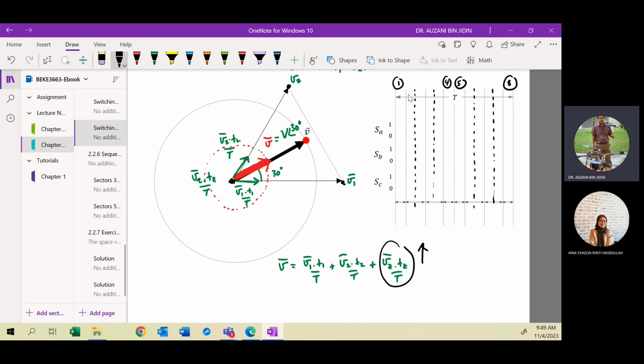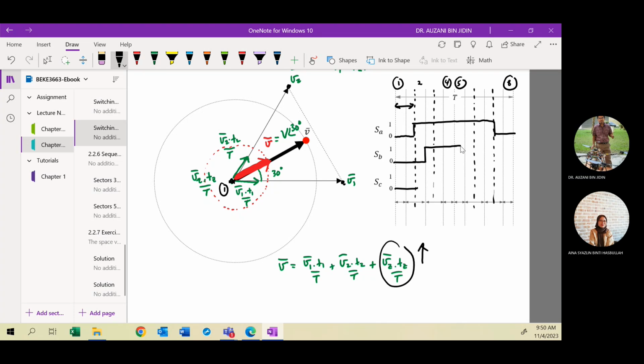Okay, so starting at the beginning, it must choose the zero vector, starting from the origin, right? V0. So V0, the state will be 0, 0, 0. This is interval number 1, so interval number 1 is here. Your interval will be wider and larger. Then this is interval number 2, so the state SA will be switched from 0 to 1. This one maintains, then it will switch back to 0. For SB, here it is 0, right? Then suddenly it switches to 1 until this point, then switches back to 0. Here, 1.